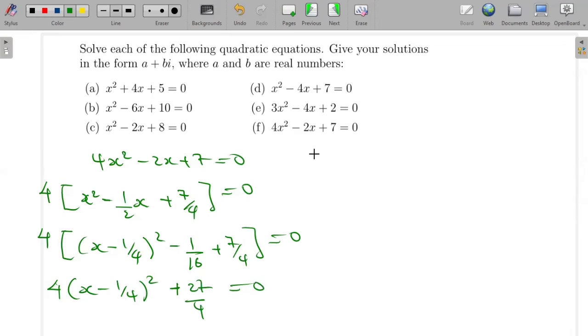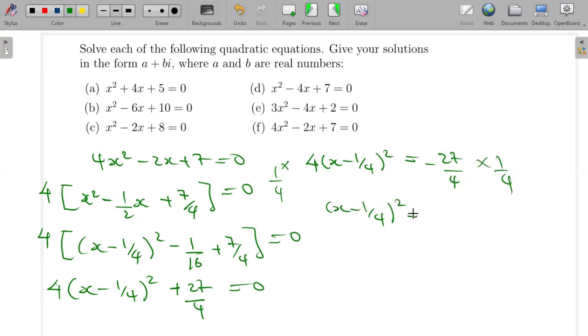Then I take that to the other side. I just get 4 times x minus 1 over 4 squared is equal to negative 27 over 4. Then multiply by 1 over 4 on that side. So that is x minus 1 over 4 squared is equal to negative 27 over 16. And then I can take the square root on both sides, like that.